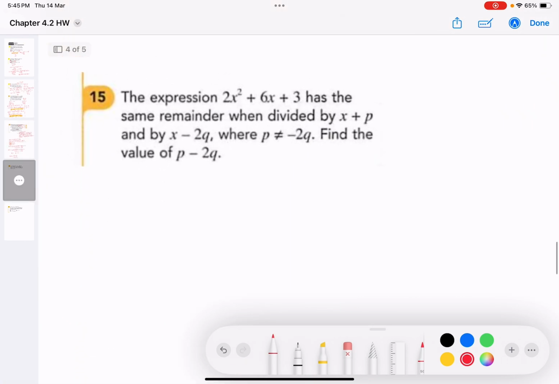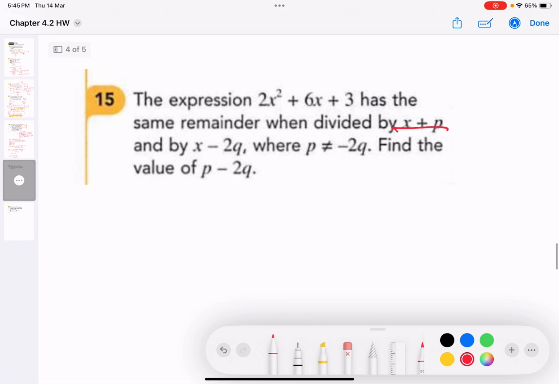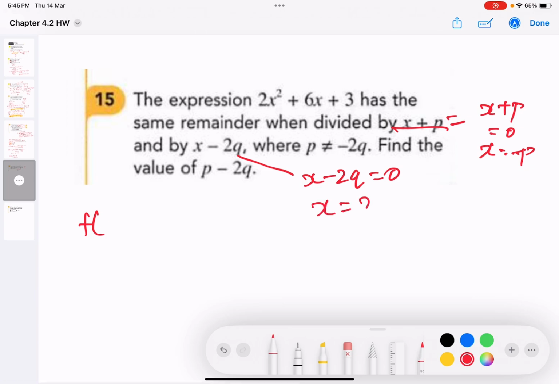The expression has the same remainder when divided by x plus p and by x minus 2q. So these are the divisors. What they are telling me is that if I make x plus p equal to 0, then x equals negative p. And if I make x minus 2q equal to 0, then x is equal to 2q. So if I substitute in negative p, the remainder is equal to the same thing if I substitute in 2q.